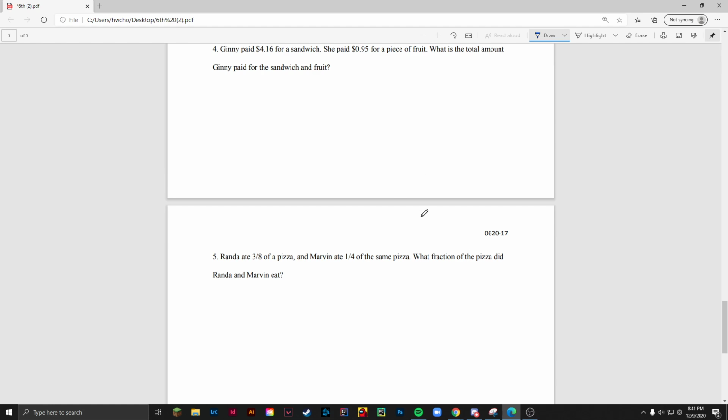Now that we're kind of out of time, let's just do the last question. Randy ate 3/8 of a pizza. So let's divide it up into 8 even sections, and by even, I mean as even as my drawing can get. 8 even sections. Randy ate 3 of these, and Marvin, when it's split into 4 equivalent pieces, ate 1/4, so 2/8. 1/4 is the same as 2/8.